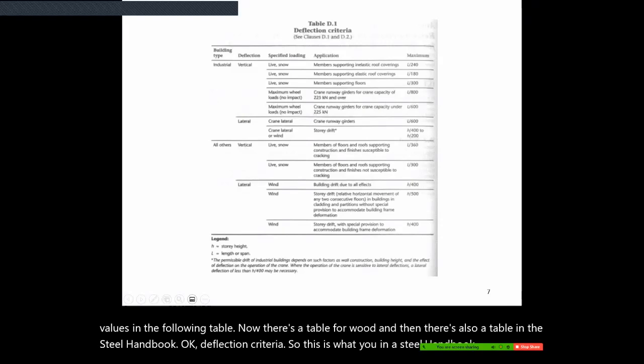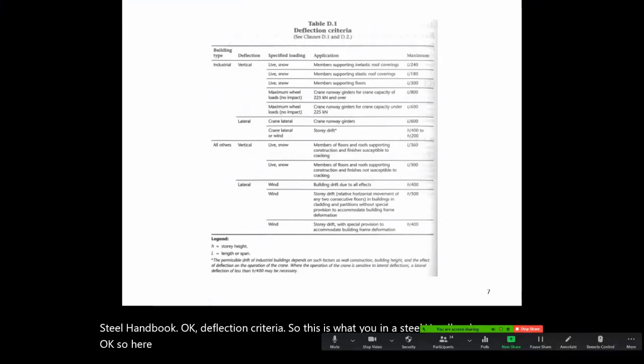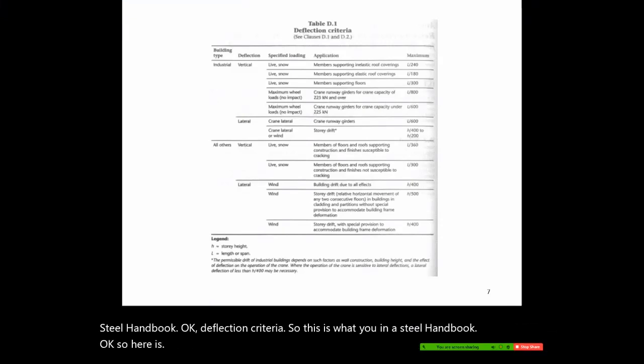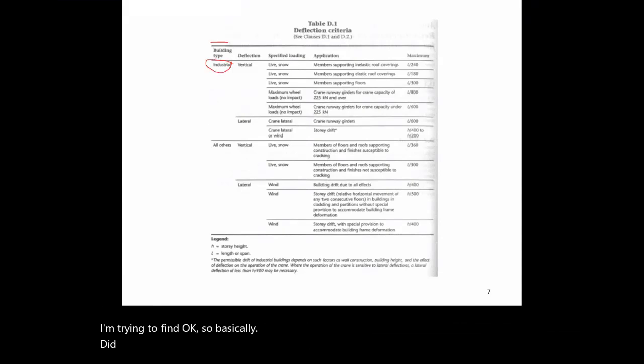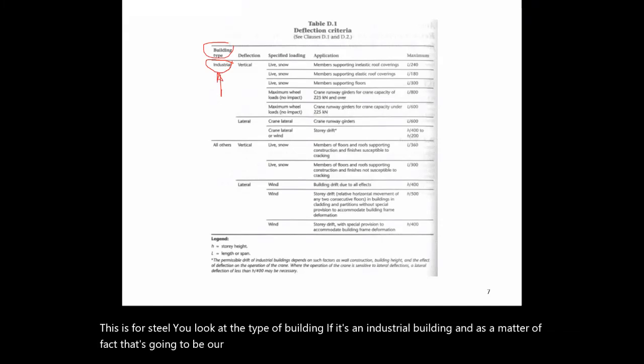Okay, so here is, I'm trying to find, okay. So basically, for steel, you look at the type of building. If it's an industrial building, and as a matter of fact, that's going to be our project. We're going to be designing a small industrial building, okay?